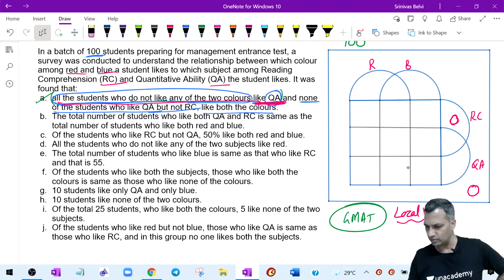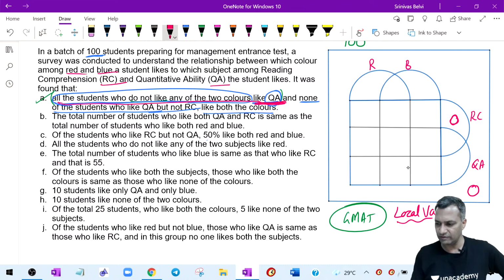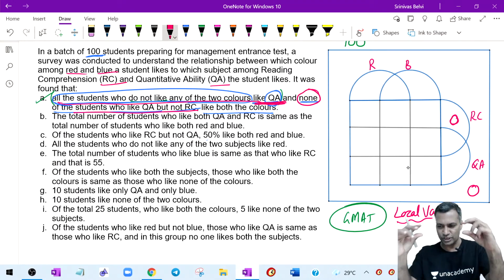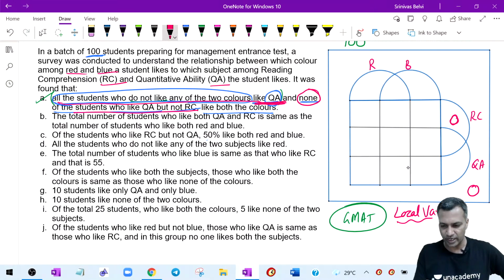None who like QA like both the colors. Okay, leave this now. Understand it like this: the students who like QA but not RC. Listen to this, it's a long sentence. That's the problem with these long sentences. Sometimes you may have to just hold on to understand the grammar behind this. Students who like QA but not RC. Where are the students who like QA but not RC? Leave this "none" for the time being.